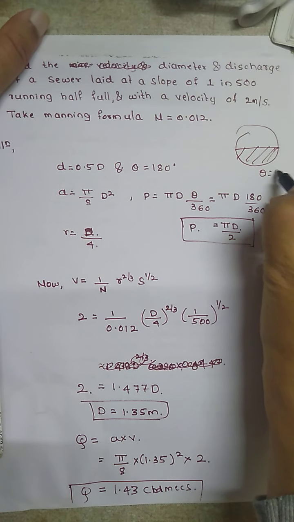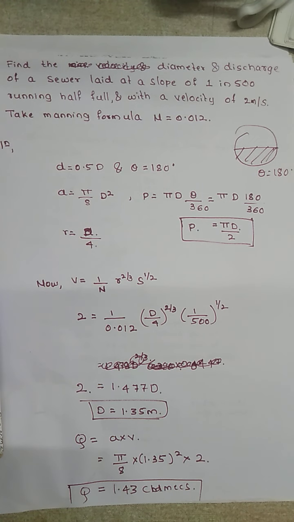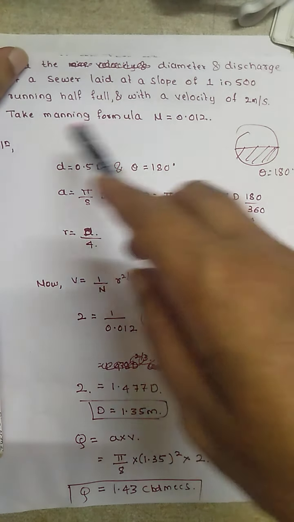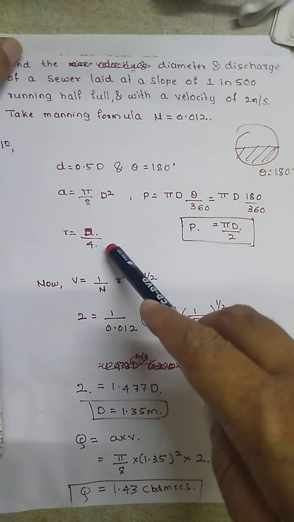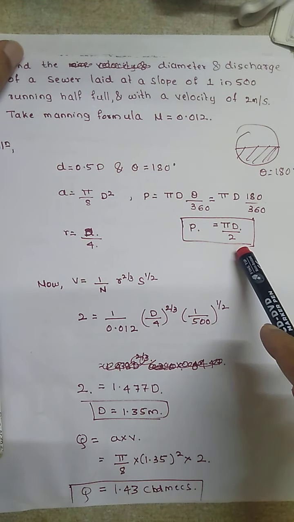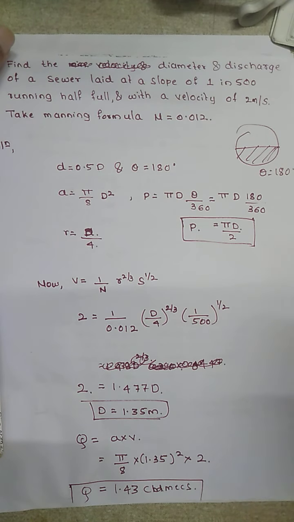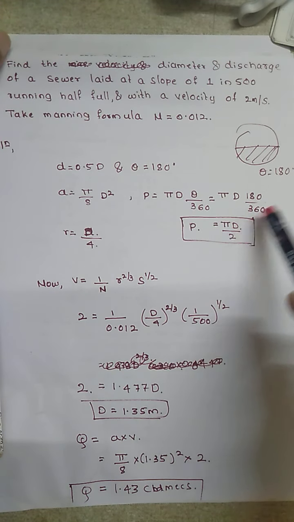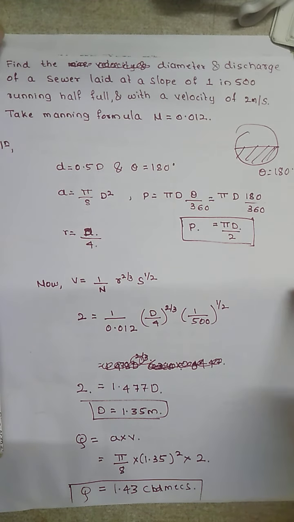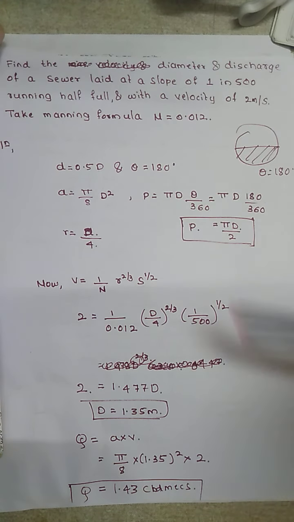So theta is equal to 180 degrees. With the velocity, first you need to use the formulas that again I have shown. R is equal to A by P, R is equal to D by 4, then P is equal to pi D by 2, area is equal to pi by 8 into D square, which already you know, right? But again I have explained it here. P is pi D into theta divided by 360, so it is 180 divided by 360, so it will become pi D by 2. So let us concentrate on this particular thing. This is our main problem.